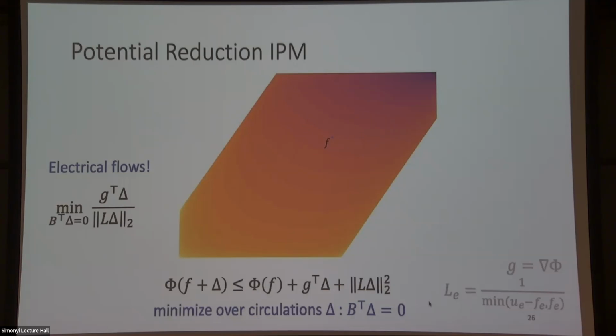The axes of the ellipsoid are determined by these lengths, inverses of residual capacities. Right? So if the residual capacity is small, the ellipsoid is flat in that direction. So it keeps you away from the boundary. The gradient gives you a direction. You minimize the gradient subject to being inside this ellipsoid. These are all equivalent up to scalar. And that gives you the next point, which is the boundary of this ellipsoid that you move, F plus delta.